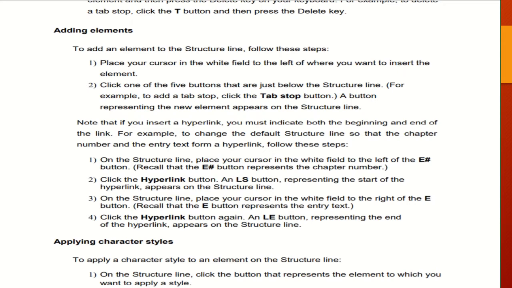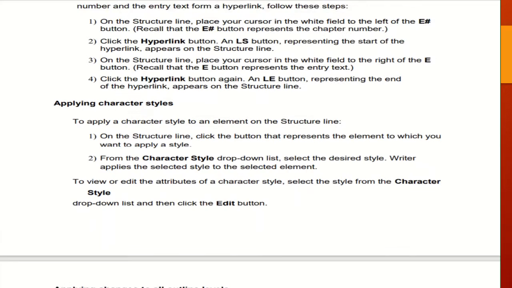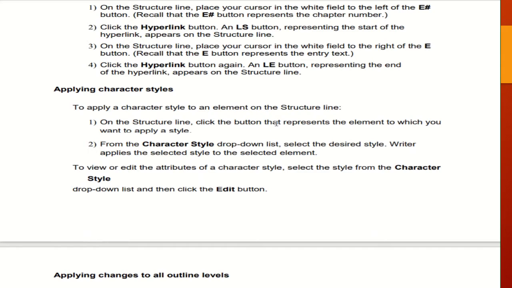Now next, how to apply the character styling. After doing this, you will find how to apply the character style to an element. On the structure line, click the button that represents the element to which you want to apply the style. From the character style drop down list, select the desired style. Writer applies the selected style to the selected element, and to view the attributes of the character style, select the style from the character style drop down list.